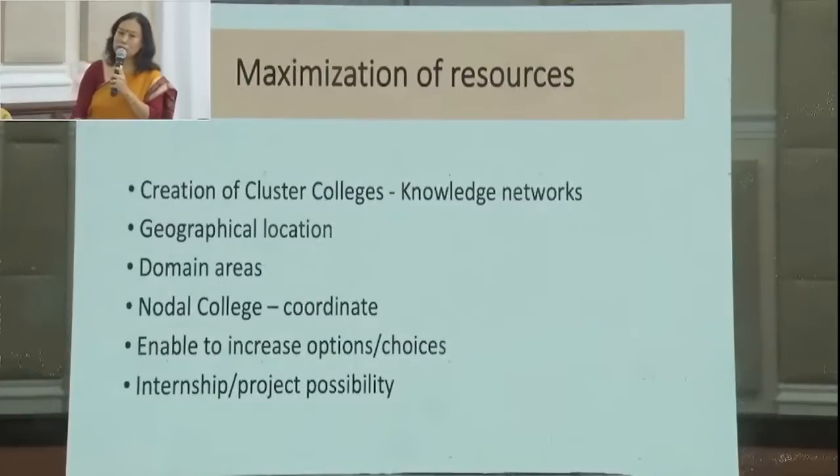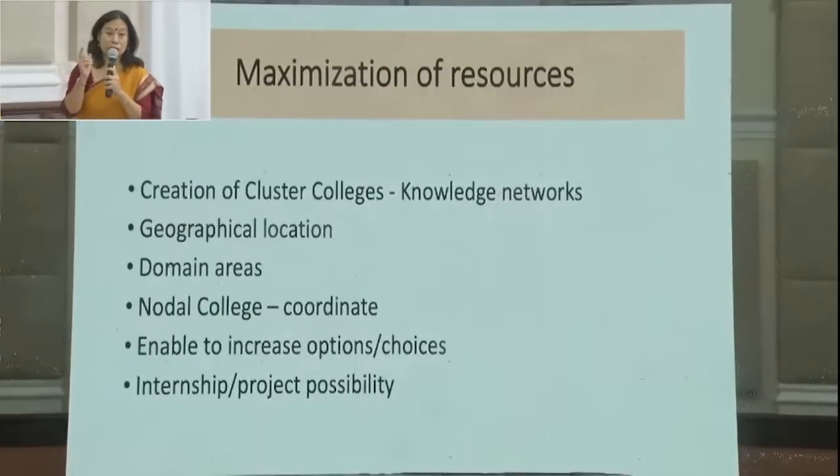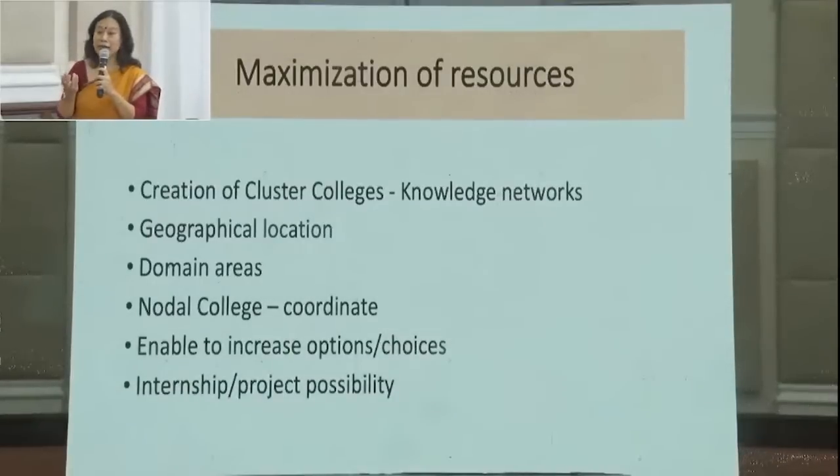Further, it is not just about making more choices in terms of GEs, SECs, AECs and VACs. There's also another perspective. We all know that from third semester onwards, students have the option of internship, apprenticeship, project and so on, community outreach. Now we all know how many students we have in our colleges and how many opportunities for internship are there. It is not possible that every student who opts for internship will be able to get that kind of facility. Though we are trying our best, we may not be able to fulfill all the wishes or choices of the students in terms of internship.